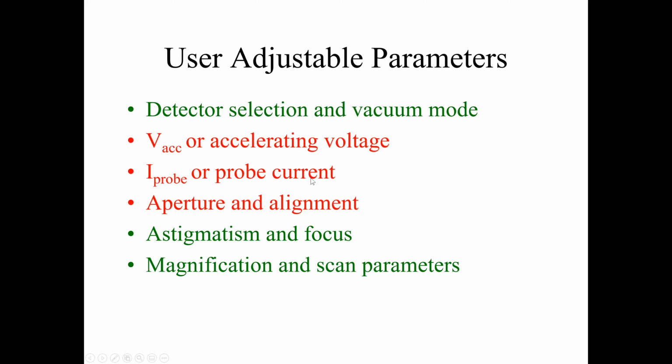Same thing for the probe current, which is just the size of the beam spot. If it's too big or too small, you have issues. And most critically, if the aperture and the beam are not aligned, your images are not usable. You can adjust the astigmatism and focus without any real problems. And the magnification, which is a field of view ratio, and the scan parameters, you can pretty much change at will. Now, the instrument does have all these auto functions.